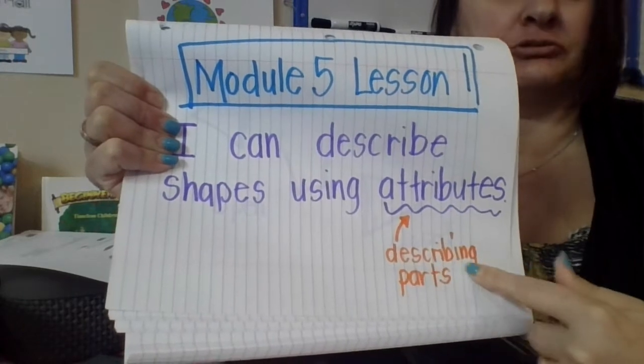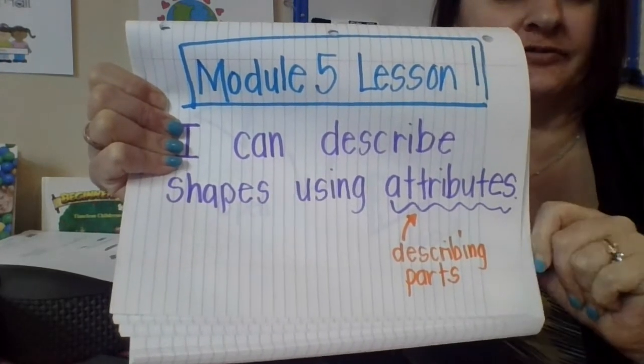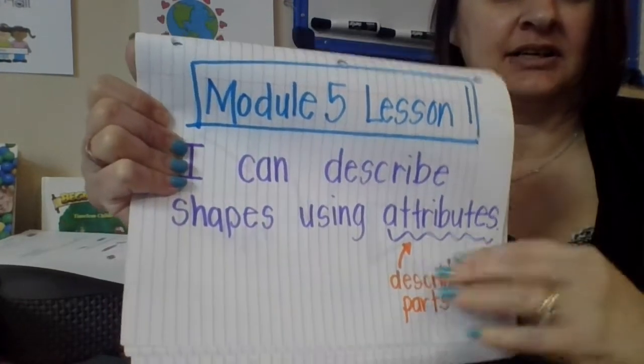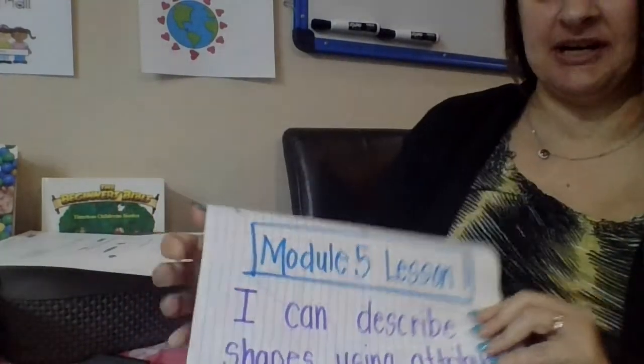Attributes are describing parts of the shapes. So let's look at some shapes with attributes.